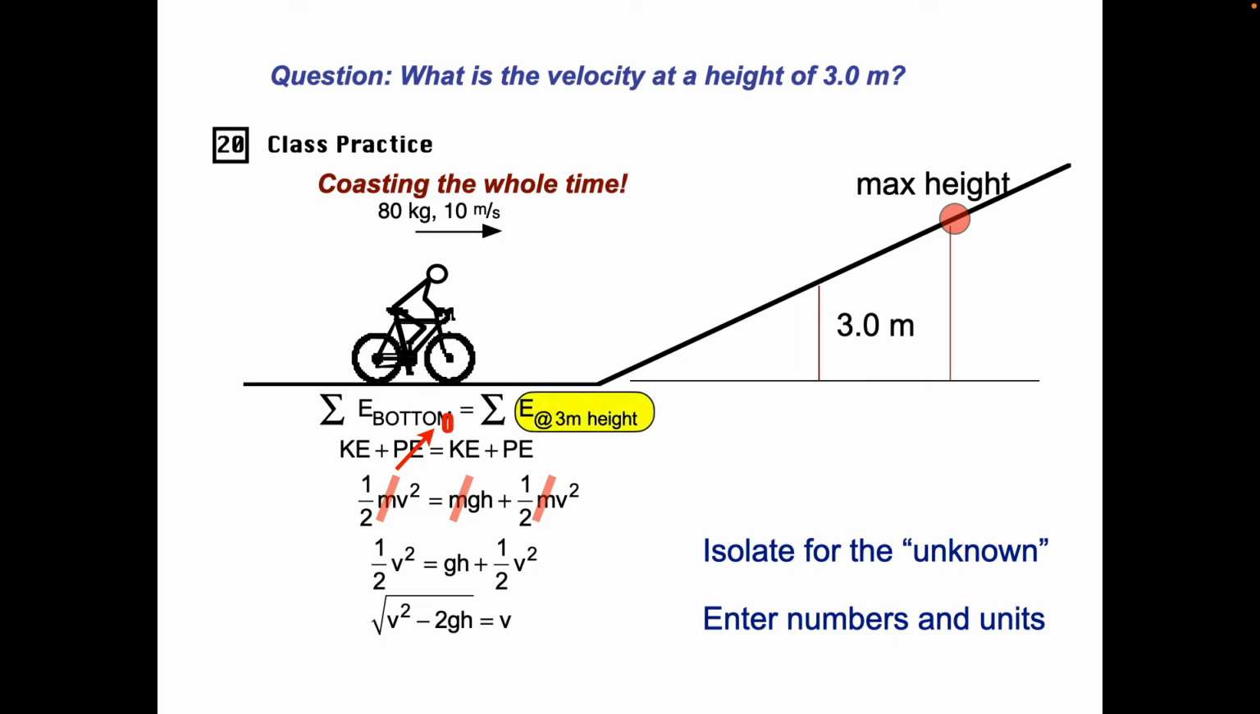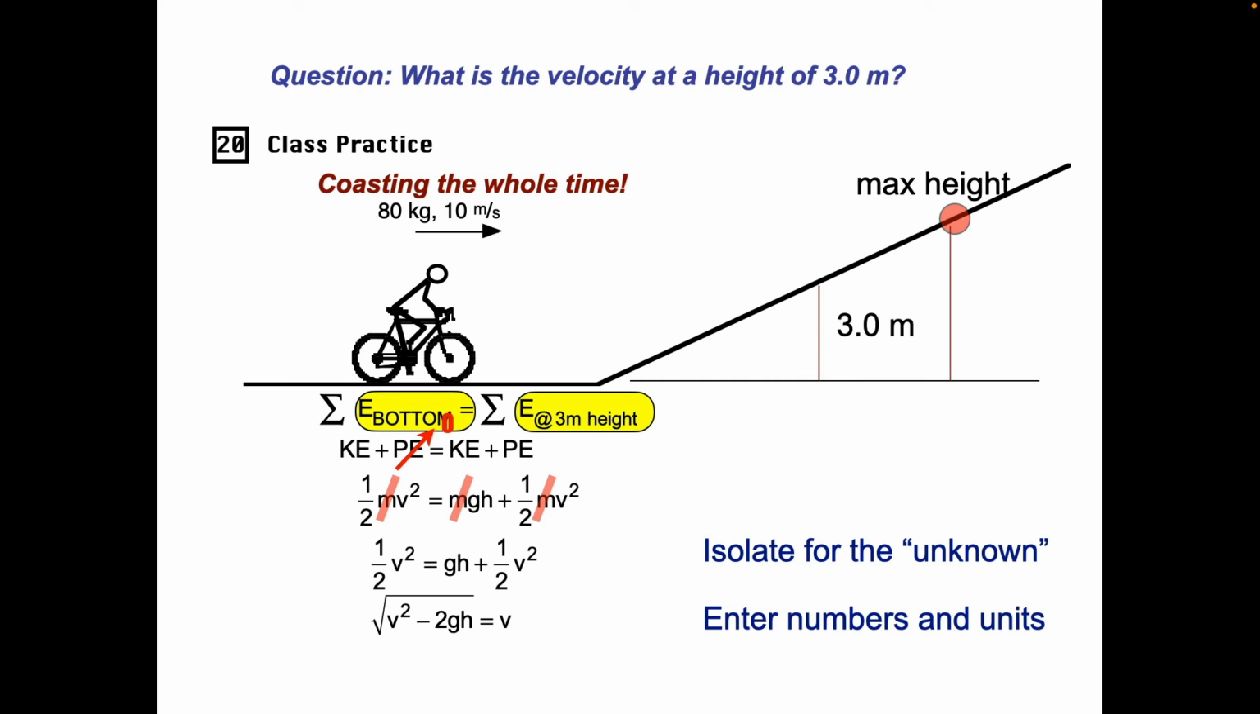So remember something about this. When you're putting in the numbers and units, it can get kind of confusing because it looks like I have two v's, and you may be tempted to delete those in the earlier steps, but you cannot because they're actually different numbers. On the right-hand side, that velocity comes from the height of 3 meters. On the left-hand side, that comes from the bottom. That's 10 meters per second. So they're actually not the same values because they're different locations.